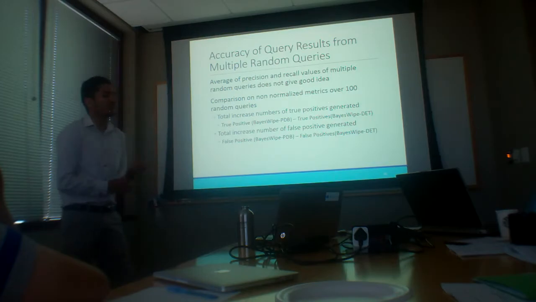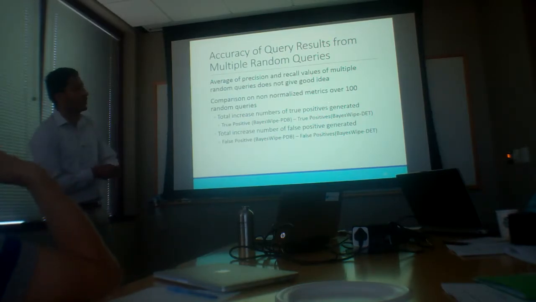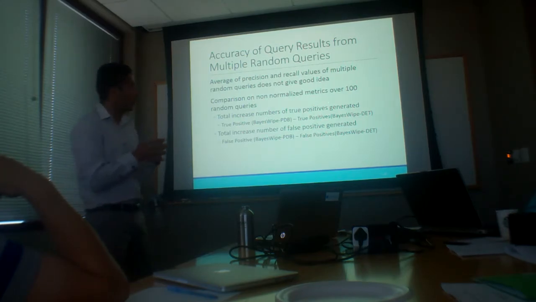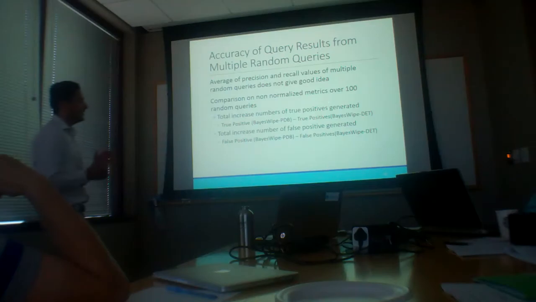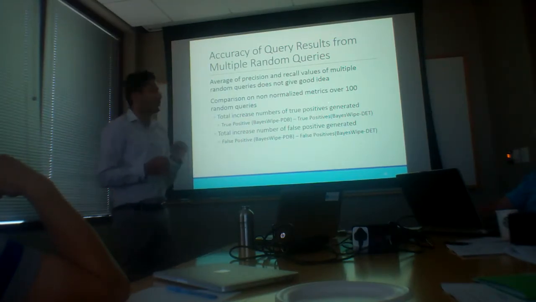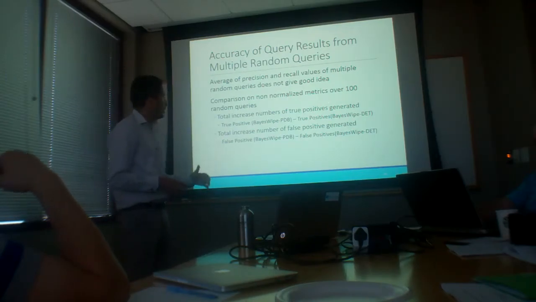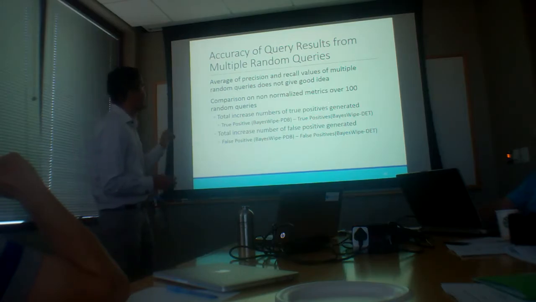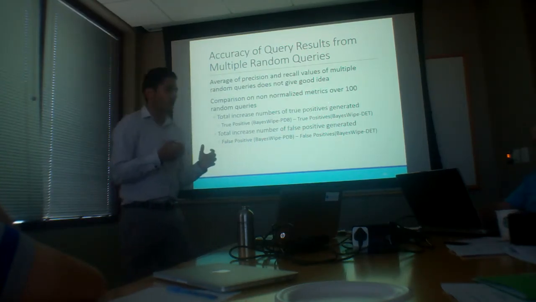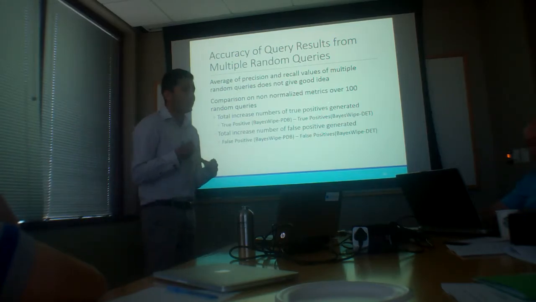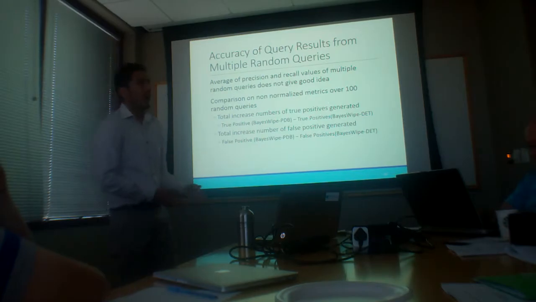In order to compute the accuracy of the query results from multiple random queries, it's observed that precision and recall will not give a good idea. So we compared the non-normalized metrics, which compute the results over 100 random queries. The first metric gives us the total increase in the number of true positives generated when the 100 random queries are run on BayesWipe PDB versus BayesWipe DET. The second metric gives us the increase in false positives. The increase in true positives tells us that it is able to get more results, whereas the second metric tells us how many more irrelevant results are generated.